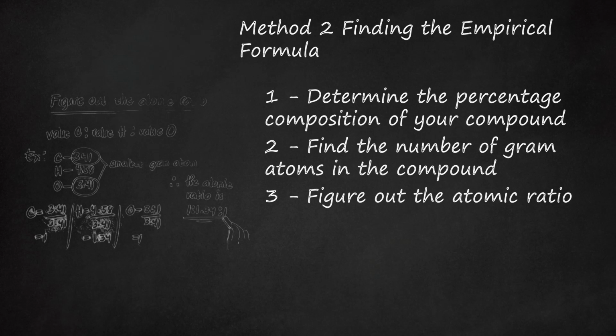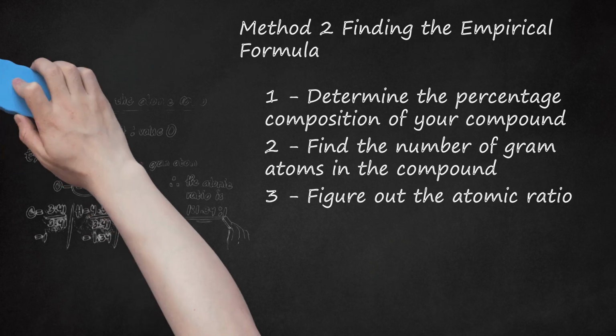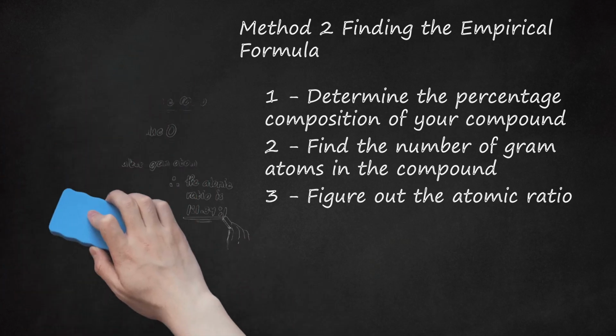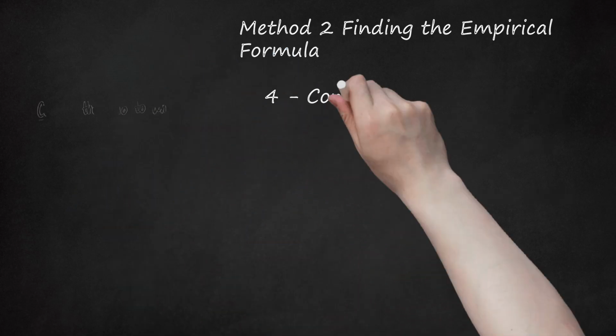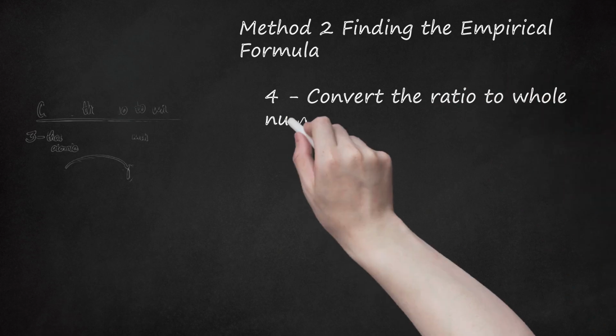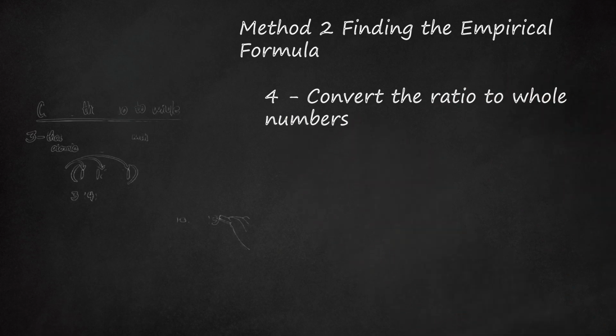Carbon, 3.41 divided by 3.41 is equal to 1. Hydrogen, 4.58 divided by 3.41 is equal to 1.34. Oxygen, 3.41 divided by 3.41 is equal to 1. The atomic ratio is 1, 1.34, 1. 4. Convert the ratio to whole numbers. If your atomic ratio has whole numbers, you can skip this step.